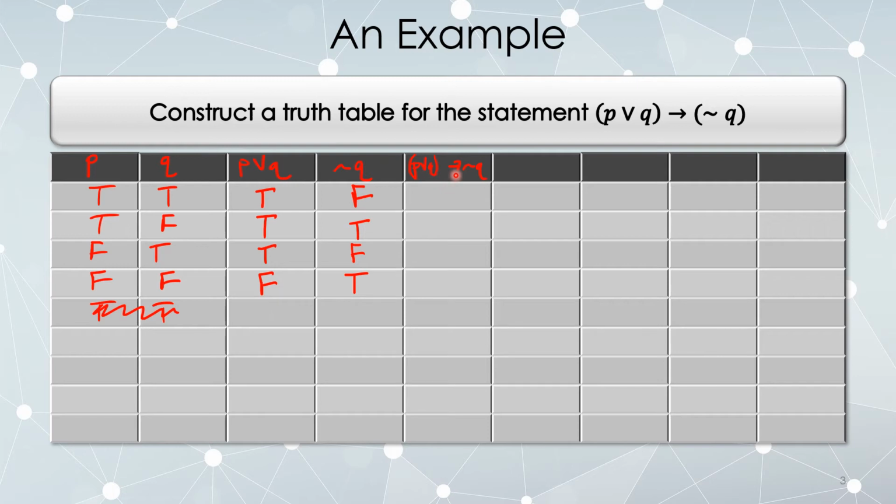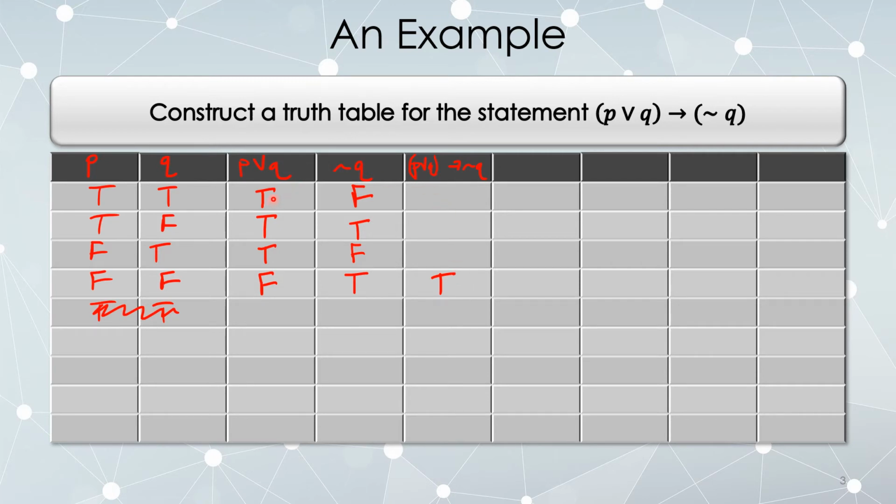Now I form a conditional statement. Now remember, a conditional statement is true anytime the hypothesis is false. So I can ask, what's the hypothesis? It's P or Q. Any row where the hypothesis is false, this statement will be vacuously true. And that happens to be the case in the last row. The hypothesis, P or Q, is false, therefore the conditional statement is vacuously true.